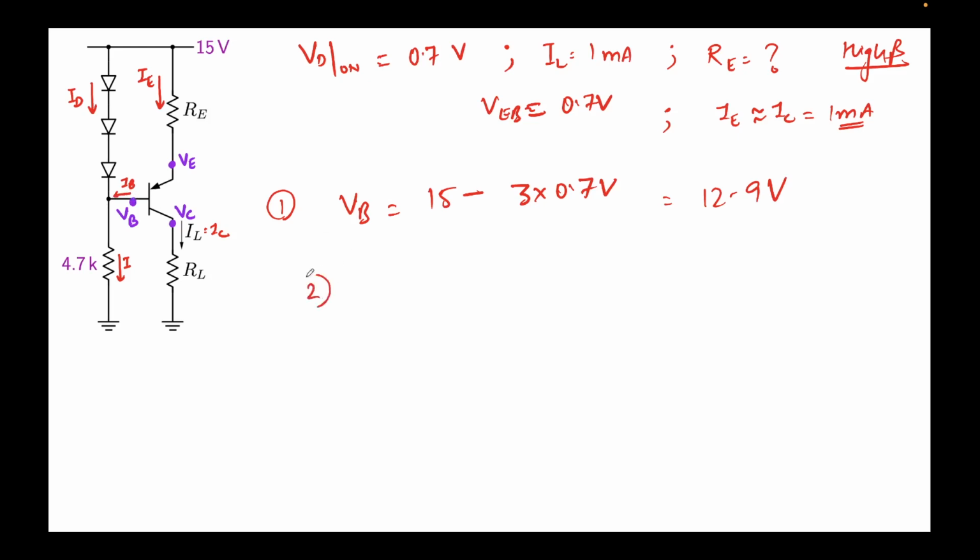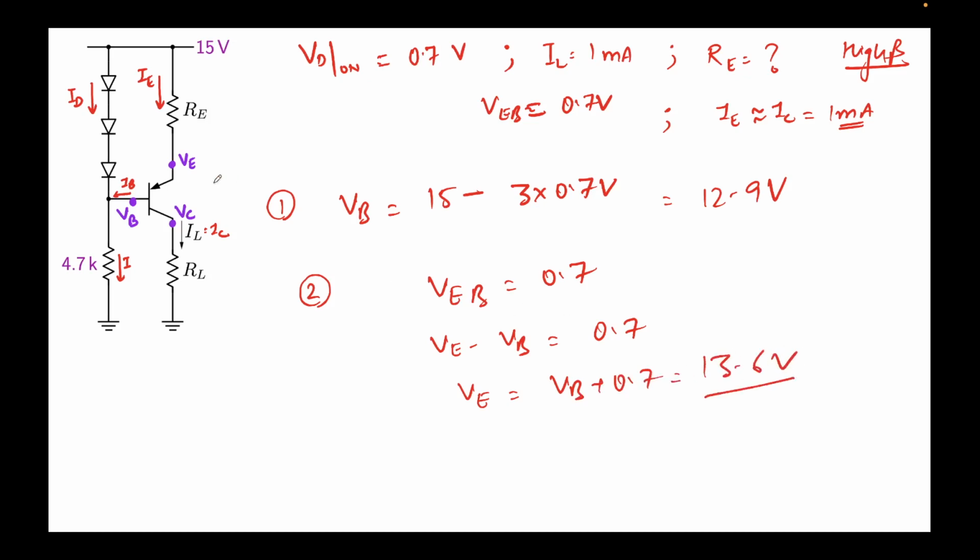So this voltage that we have obtained is 12.9 volts. Now we know VEB equals 0.7 volts because this is in active mode. This is conducting, so providing some current, right? So VEB is nothing but VE minus VB equals 0.7. So this will give VE equals VB plus 0.7. This comes out to be 13.6 volts.